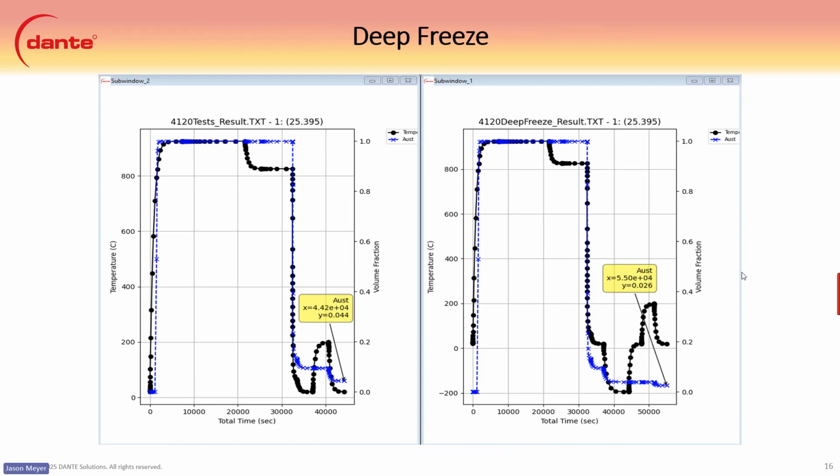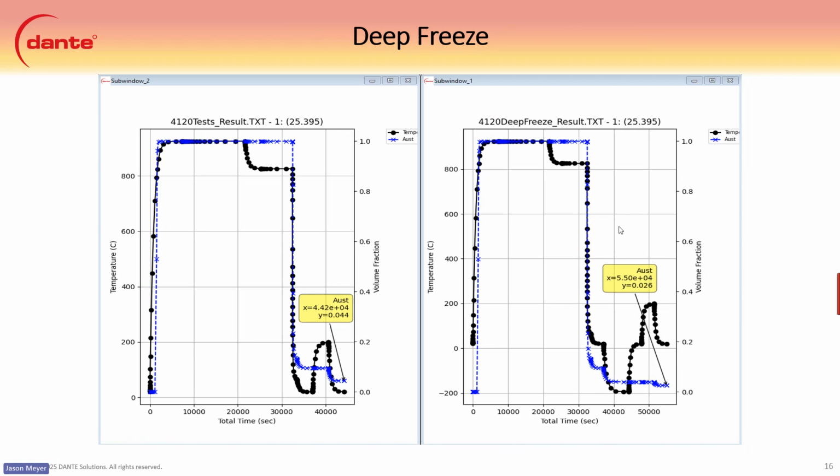And finally, we can also apply deep freeze. Let's say you really have a high requirement for retained austenite to be low. Especially for higher alloy steels, this is important as the Mf is often below room temperature. So doing a deep freeze process can reduce the amount of retained austenite that's left.